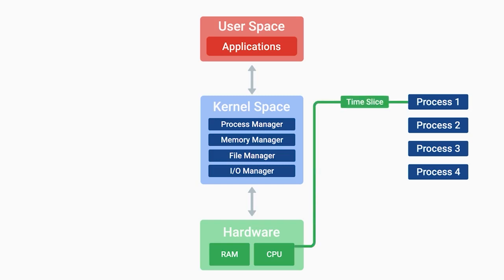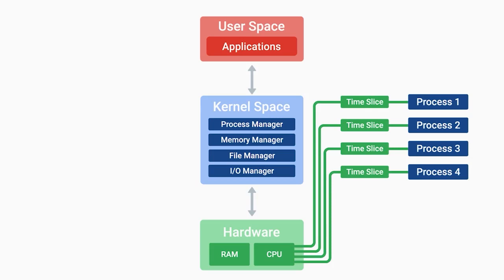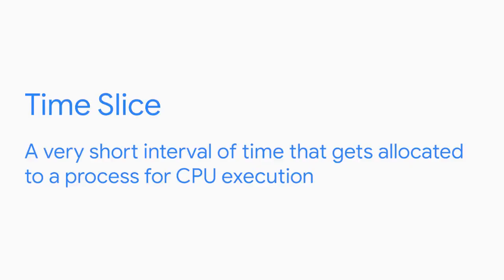It actually doesn't. It executes processes one by one through something known as a time slice. A time slice is a very short interval of time that gets allocated to a process for CPU execution. It's so short that you don't even notice it. I mean, it's super short.